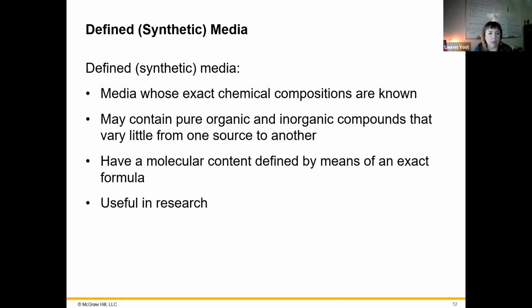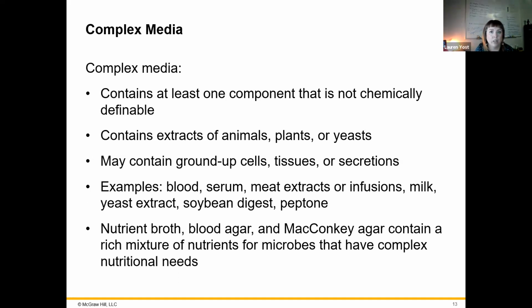Okay, so defined media or synthetic media, we know exactly what's in it. We use it for research because we know exactly what's in it and we can say what's in it. For complex media, we have at least one component that's not chemically definable. It's just a general concept, essentially. So we have extracts of animals, plants, or yeast, like brain heart infusion. You know where it came from and you know what it is, but you don't know the exact chemical makeup of it in that moment. So that's what that's talking about.